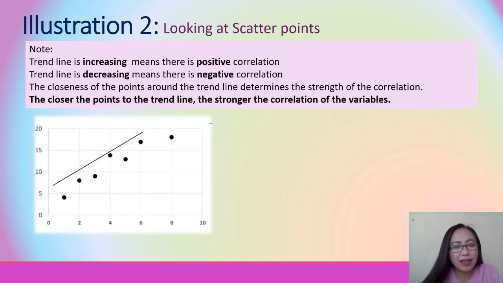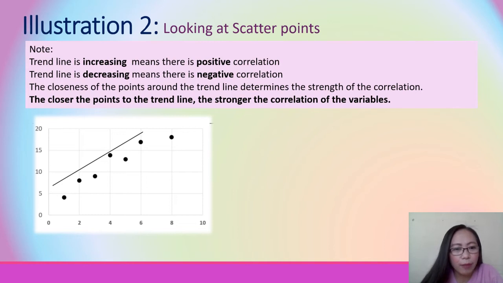Let us look at these scatter points. Okay, so we have the scattered points here, and we have this trend line. As you notice, is this increasing or decreasing? It is increasing because from this point on the left side, it goes to the right and it goes upward. So, ganyan po ang itsura ng increasing. At kapag increasing, it's positive.